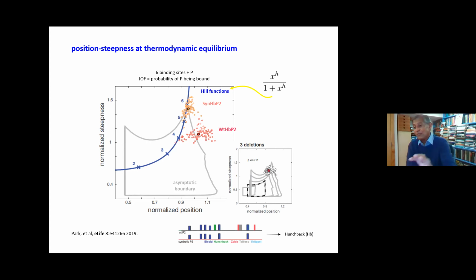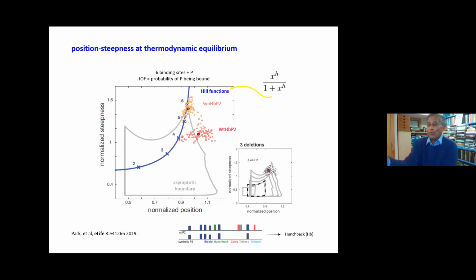But what happens if you now do some deletions on the construct, and that's shown in the inset? If you take out 3 of the sites, then what you notice is that the equilibrium region is very far away from where the data is. So this is telling us that we cannot account for this data with a model of gene regulation that's at thermodynamic equilibrium. And what's interesting for me about this is that we can say this without fitting any data.